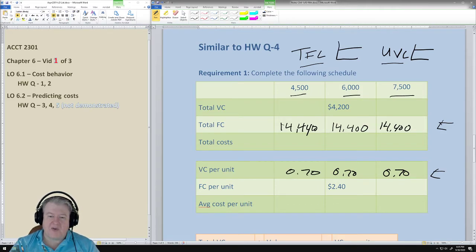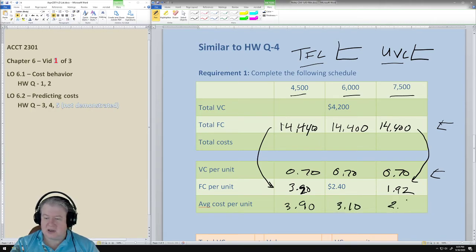Well, can we figure this out? Well, sure. To get the total fixed cost divided by 4,500 would give us this number, right? 14,400 divided by 4,500 would give us this number. Ends up being that. 14,400 divided by 7,500 is going to give us this number. And then we can figure out the per unit costs here. So this would be, I'm sorry, not 3. This would be 320. I was looking at the wrong side. And this together is 390. And this is $3.10, and this is going to be $2.62.